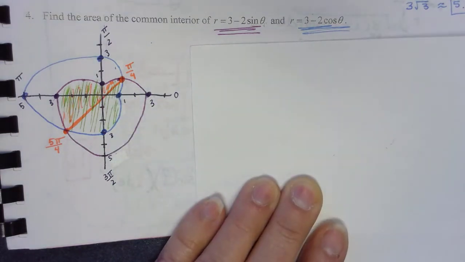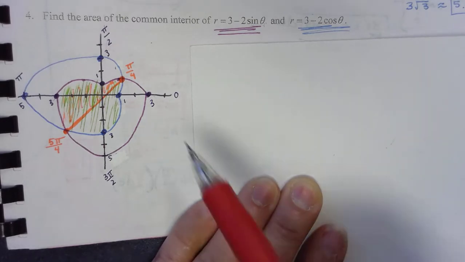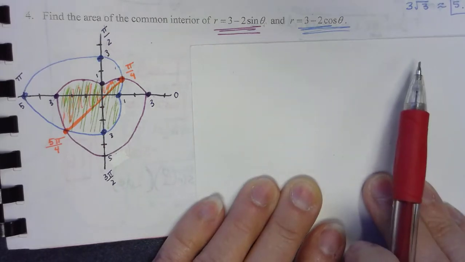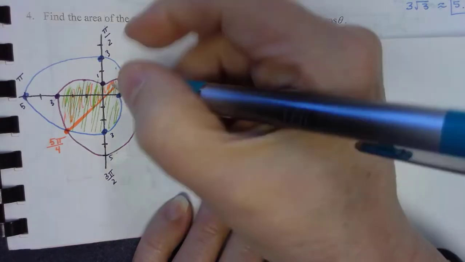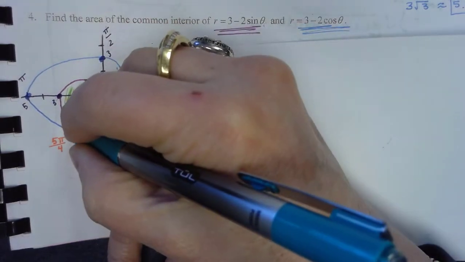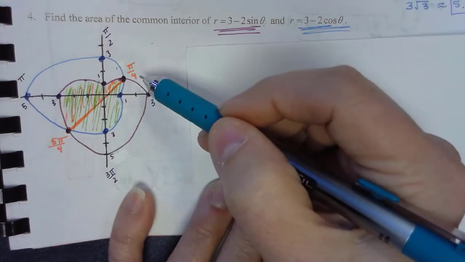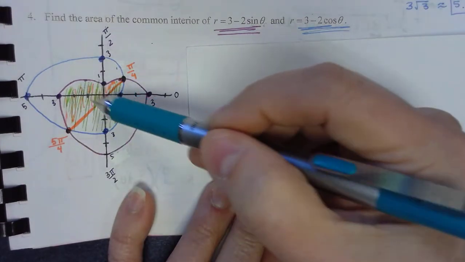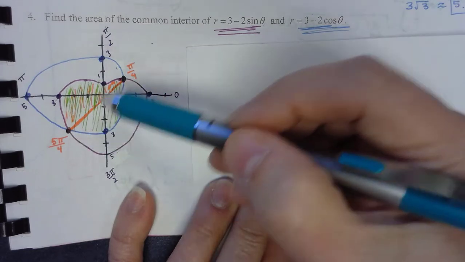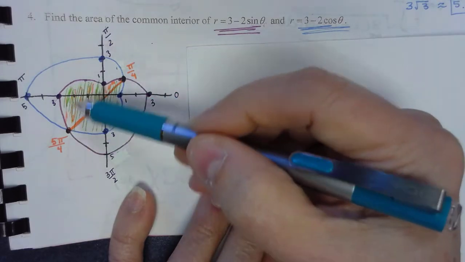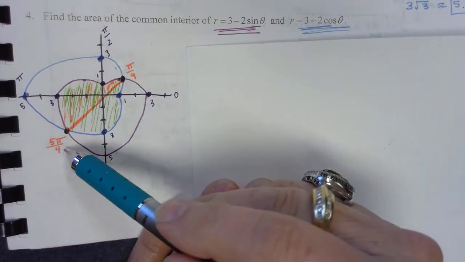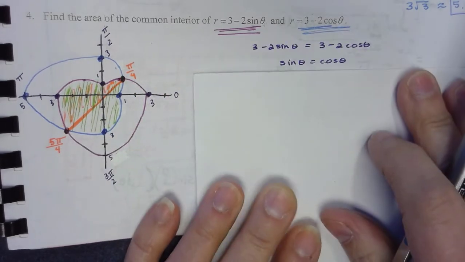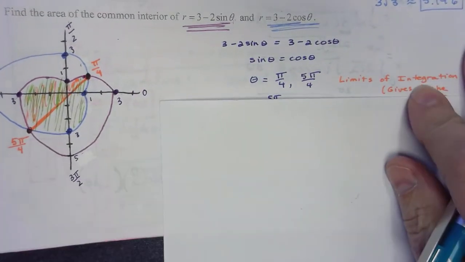Now, what is it we're looking for? The common interior. In other words, where they overlap. So I want this. Now, I need to find where these two intersecting points are. I need these 2 points. And you'll notice that once I have those 2 points, it looks like these are mirror images across that line. And so I only need to probably integrate one part of the region and double it. I can see that this is 5 pi over 4 and pi over 4, but I actually need to analytically find it.